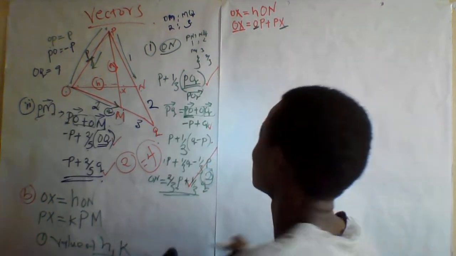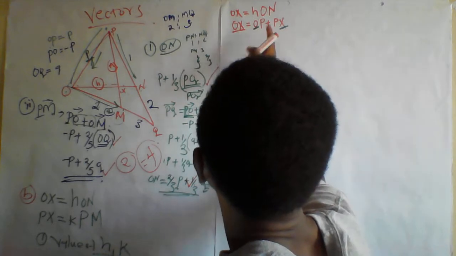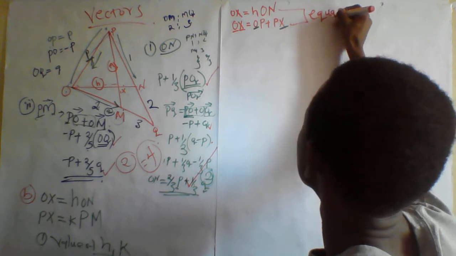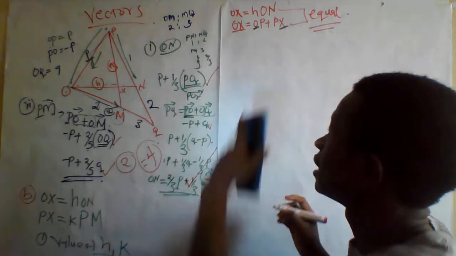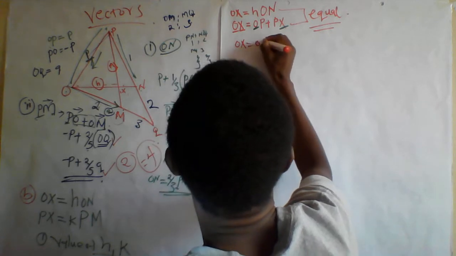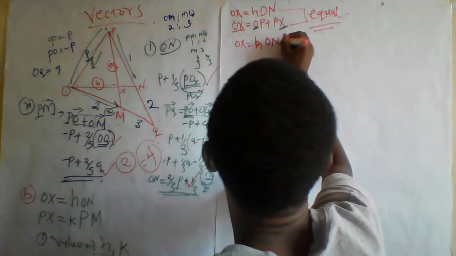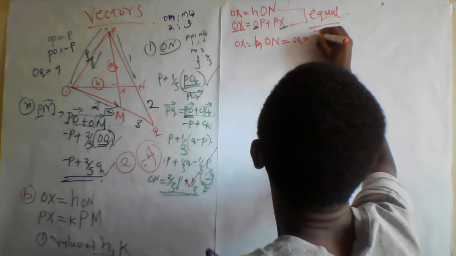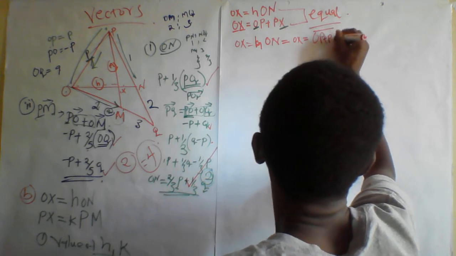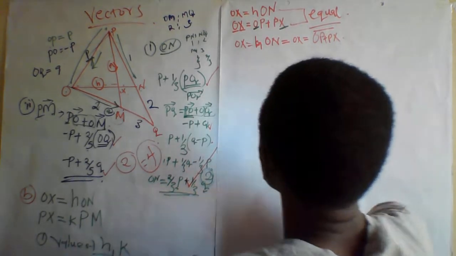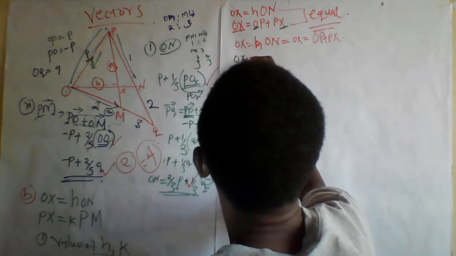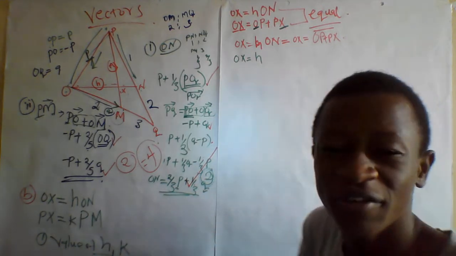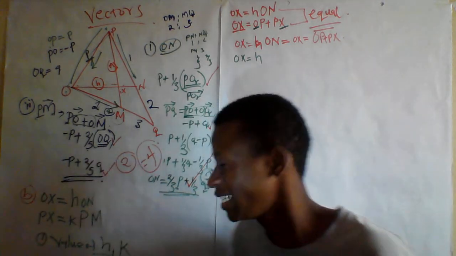Let's go back to our question. So OP plus PX, and this one, they are equal because they are both OX. So it means that OX is equal to h of ON, which is equal to OP plus PX. Let's look for OX first. OX is h of ON. Well, what is our ON? We don't even have to look; you have already calculated it.